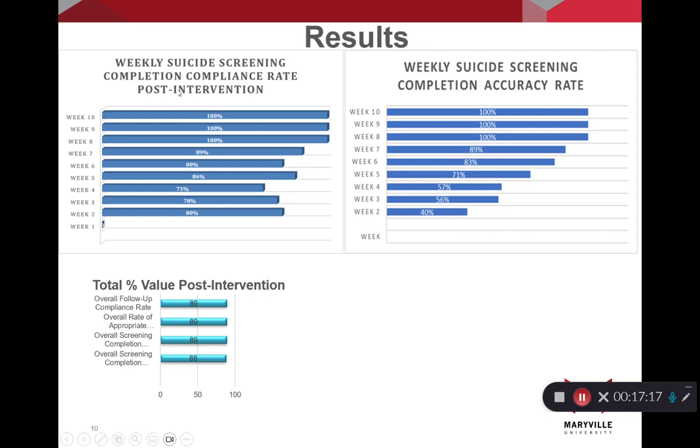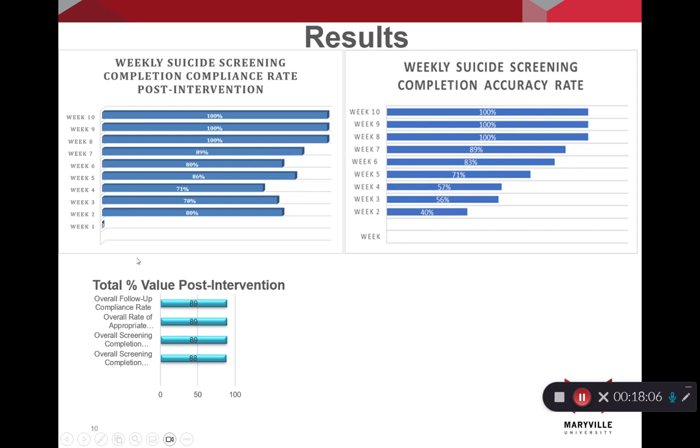On the weekly suicide screening completion compliance rates post-interventions, you can see a consistent improvement in completion rates. At week 1, we had 0%, and while we had some changes in completion compliance rates, during the last 3 weeks of the project, 100% was achieved. For the weekly suicide screening completion accuracy rates, you can see a similar trend, with week 1 being at 0%, and then a consistent increase, going from 40% during week 2 to 100% from week 8 to week 10.